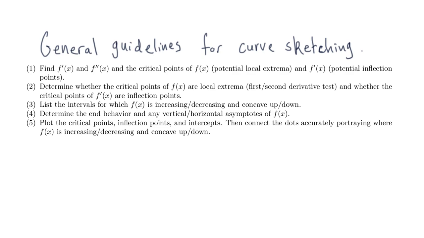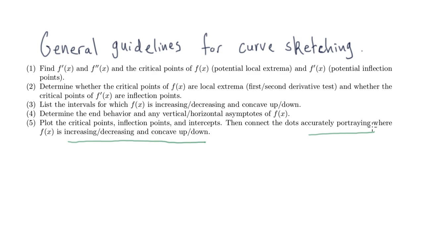Now, the level of accuracy we're going to focus on is the first derivative and the second derivative. So accurately portraying where the function is increasing or decreasing and where it's concave up and down. And you'll see that I have that in the final step, that should be accurately portrayed. And now you may ask, well, why don't we use the third derivative or the fourth derivative? And that's a really good question. Now, certainly we could determine information about the function from the third and fourth derivative.